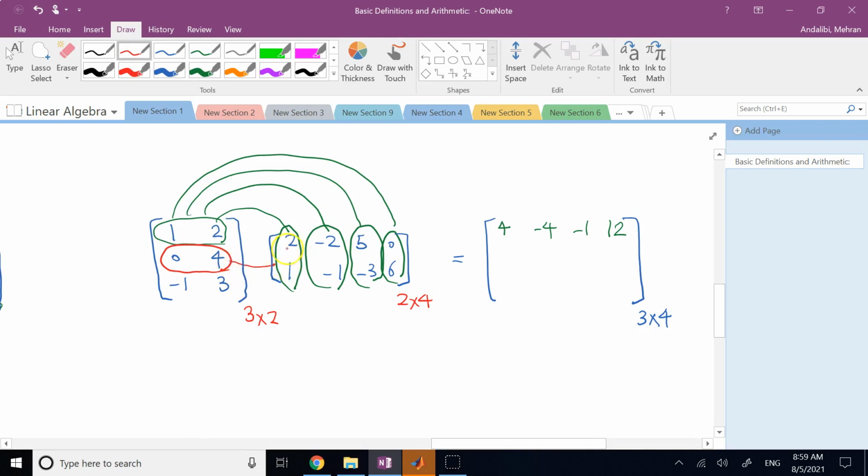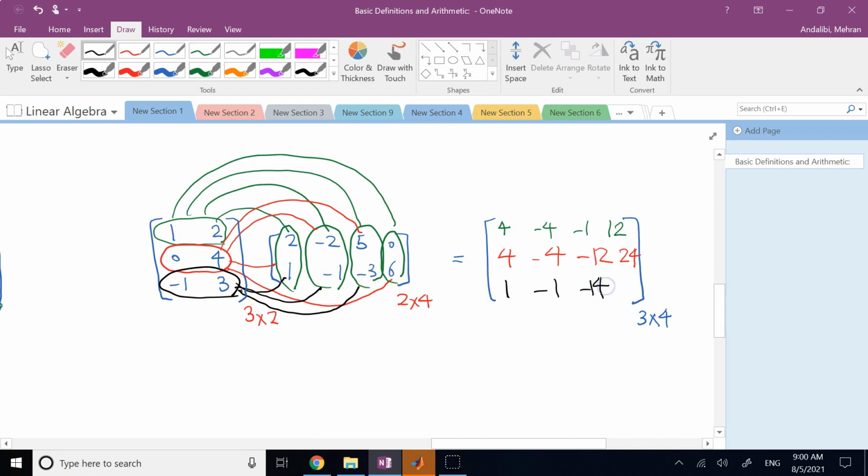Now you go to, again, the first column, you do that, you will get a 4. Then you go to the next one, you'll get a negative 4. You go to the third one, you will get a negative 12, and you go to the last one and you will get 24. And you repeat that for the last row. So again, go with the first column, you'll get a 1, then you go with the second one, you'll get a negative 1, you go with the third one, you'll get negative 14, and finally you go with the last one and you'll get 18.